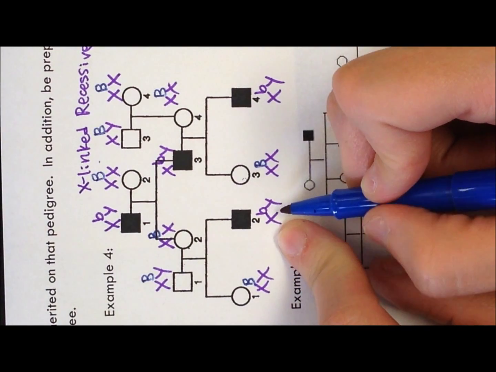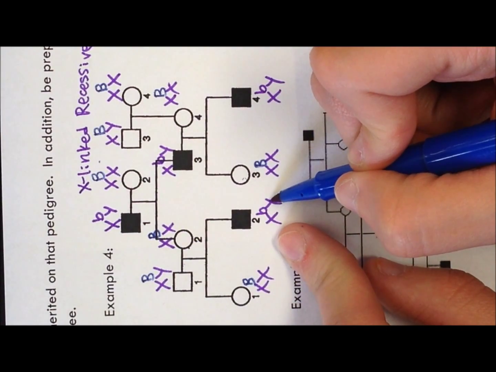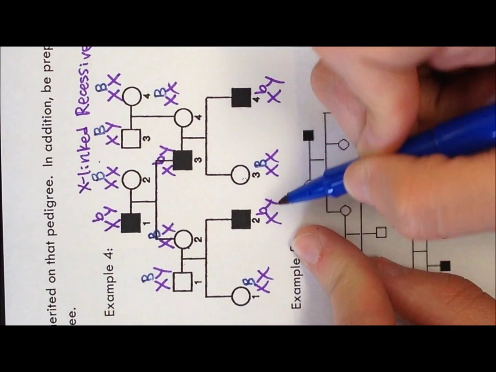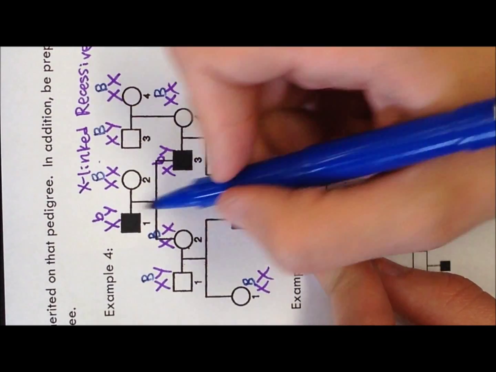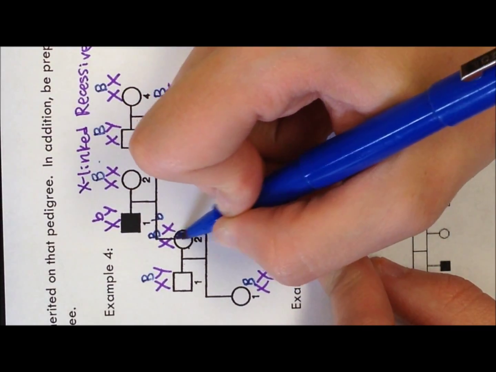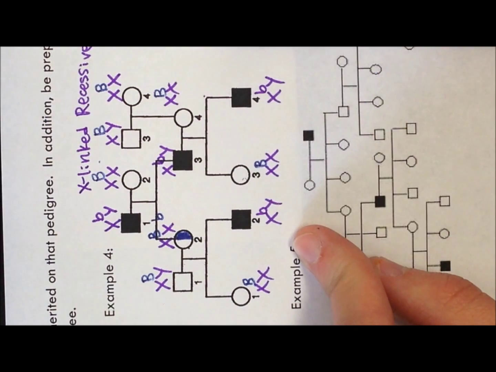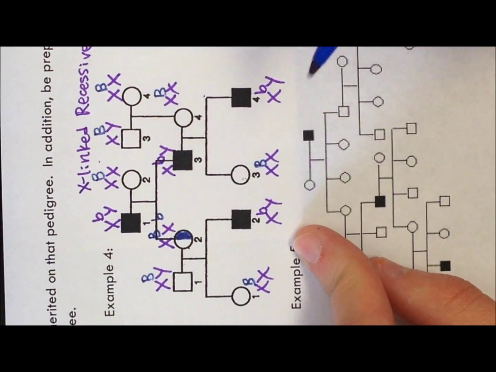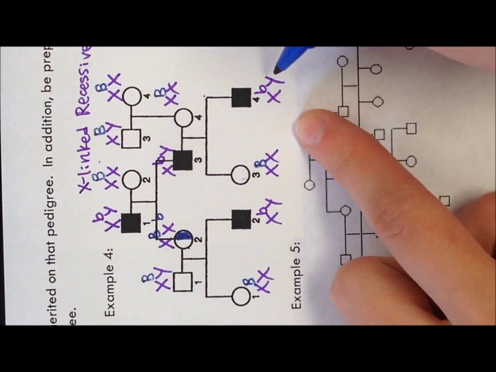So this guy here, he got his Y chromosome from Dad. He had to get his color blindness chromosome, the X little b, from somewhere. That came from Mom. Guys, you always get to blame your mom if it's an X-linked disorder. So we shaded her in because she's a carrier. She looks normal, but she carries that color blindness. So that's that one.